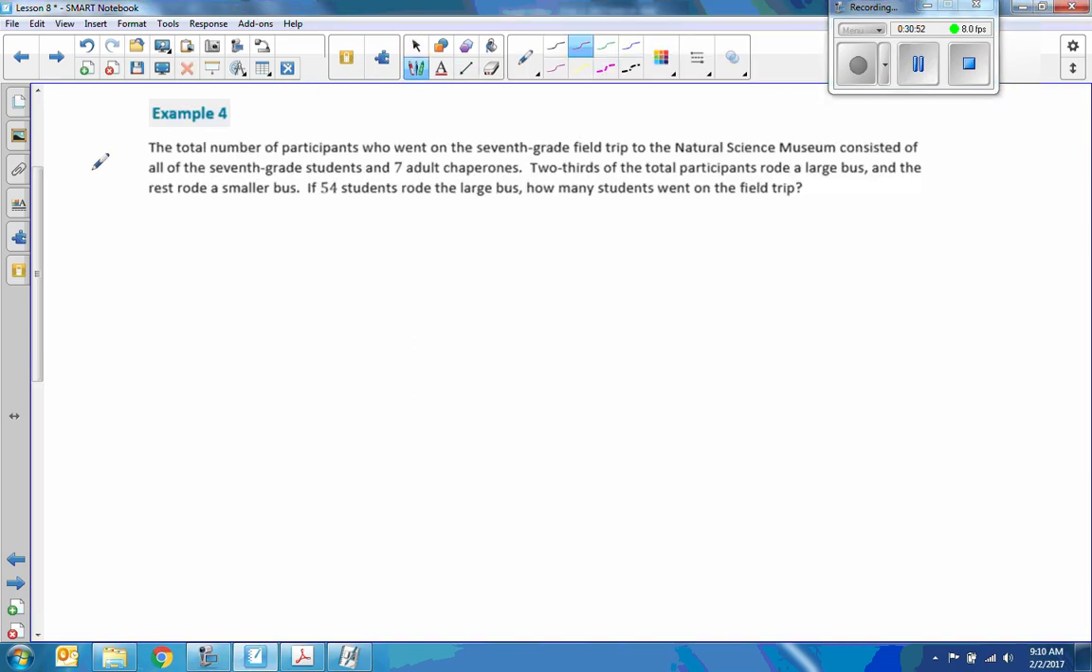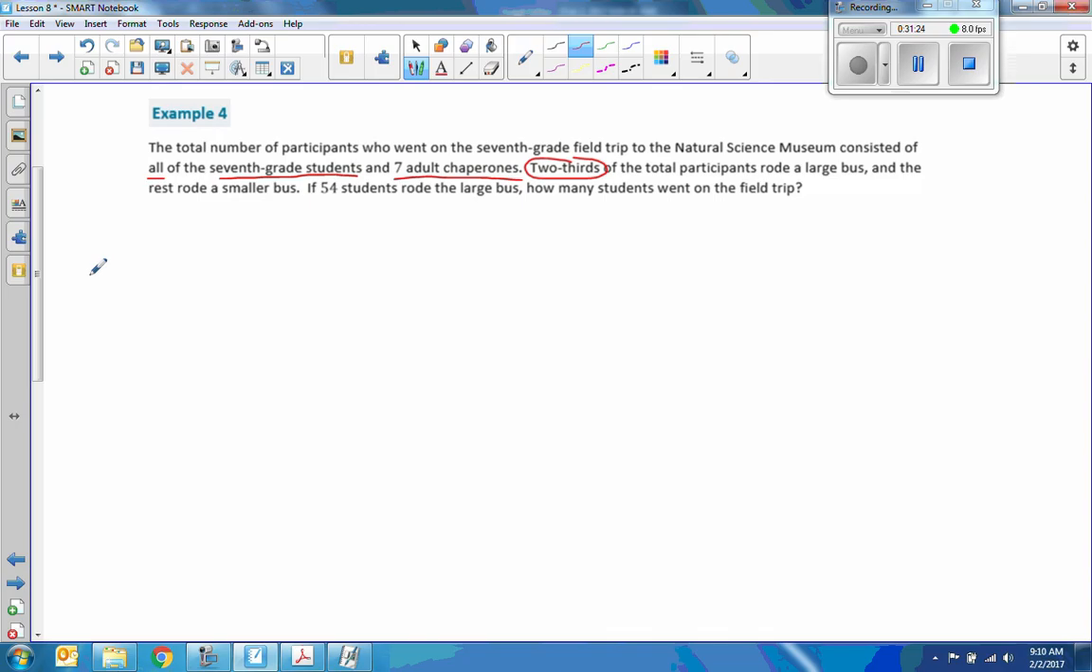The total number of participants who went on the 7th grade field trip to the Natural Science Museum consisted of all of the 7th grade students and 7 adult chaperones. All 7th grade students plus 7 chaperones. Two-thirds of the total participants rode a large bus and the rest rode a small bus. 54 students rode the large bus. How many students went on the field trip?